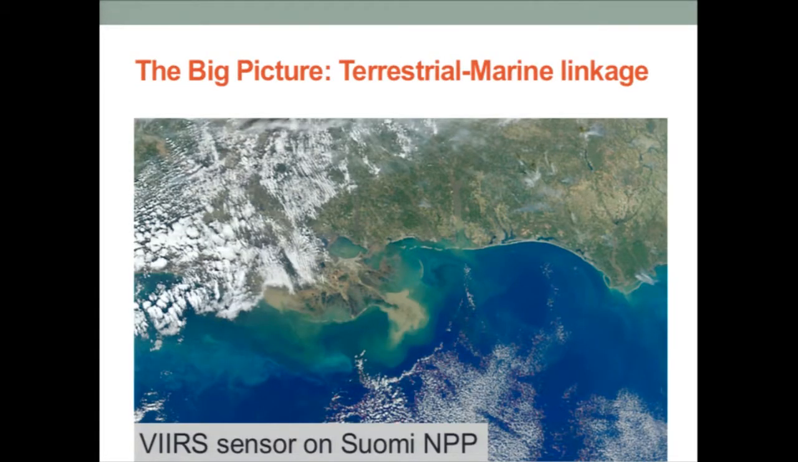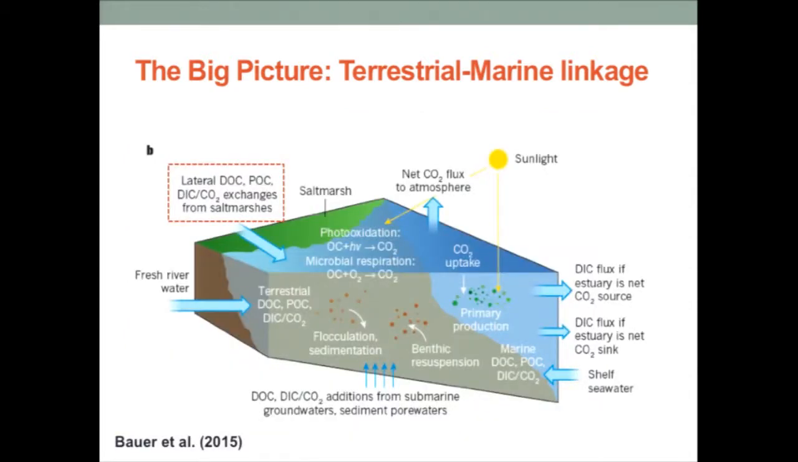Okay, so a picture's worth 1,000 words, so here's the big picture, the terrestrial marine linkage. This is a VIIRS image of the Gulf of Mexico. This is the Mississippi River. You can see the plume here. So really what our focus is going to be is some of these fringing coastal terrestrial aquatic interfaces and wetlands. And the aim of what we want to do today is to look at this in terms of carbon fluxes into and out of these systems, but also to provide some perspective on carbon accounting.